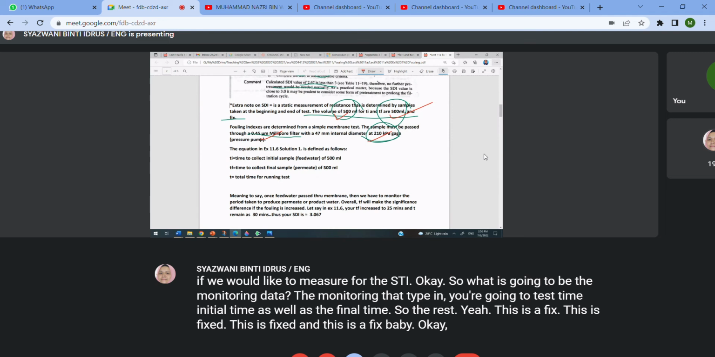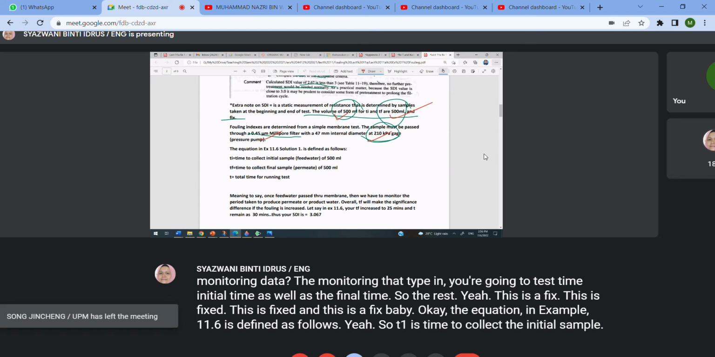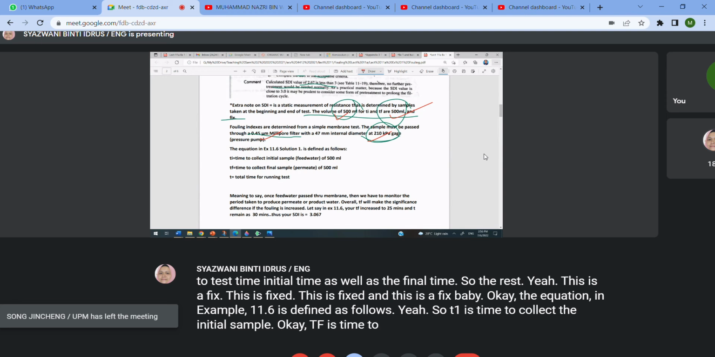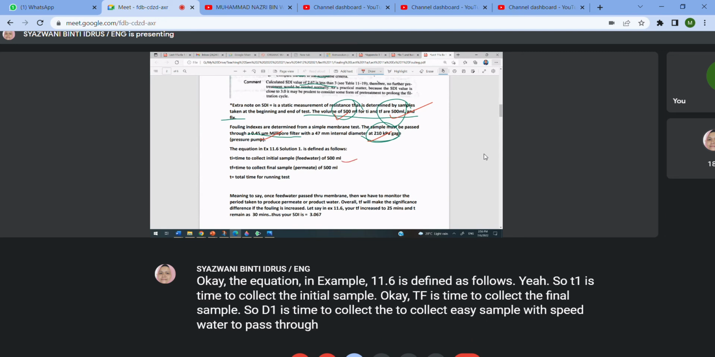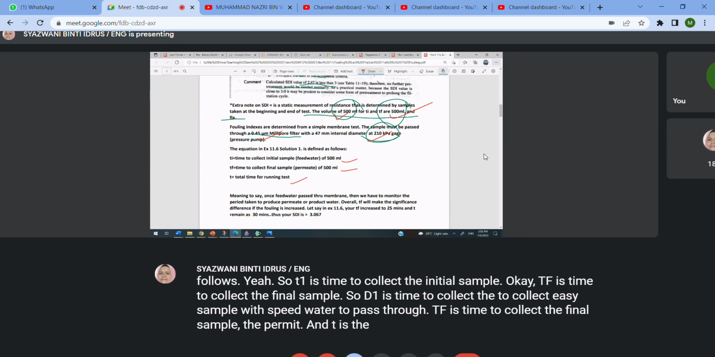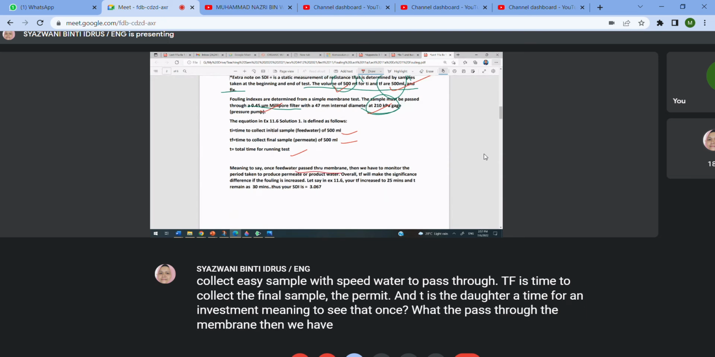The equation in example 11.6 is defined as follows. Ti is the time to collect the initial sample, Tf is the time to collect the final sample, and T is the total time for running the test. Meaning that once feed water passes through the membrane, we have to monitor the period taken to produce permeate or product water.